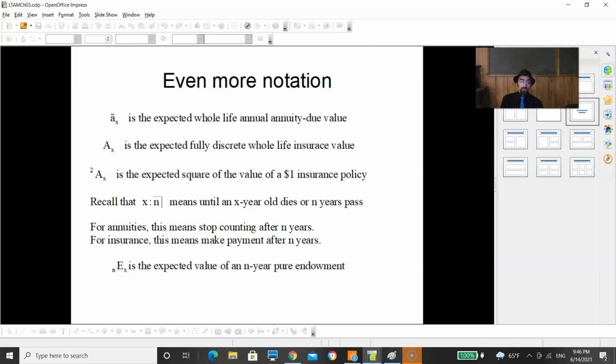And this pre-superscript 2 A sub x, I'll call this squared A sub x. That's the expected square of the value of a $1 insurance policy. Notice this also means the expected value of a $1 insurance policy with double the interest rate.